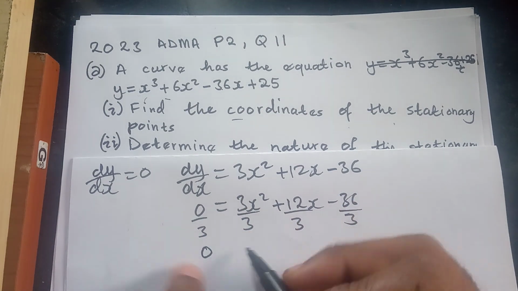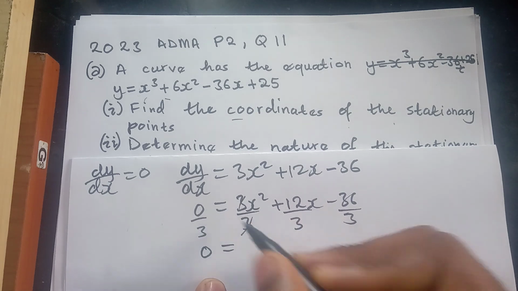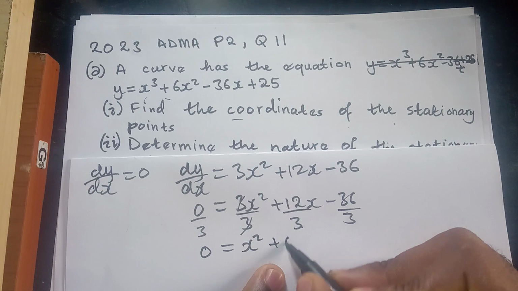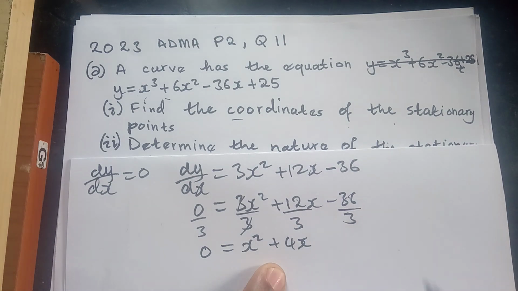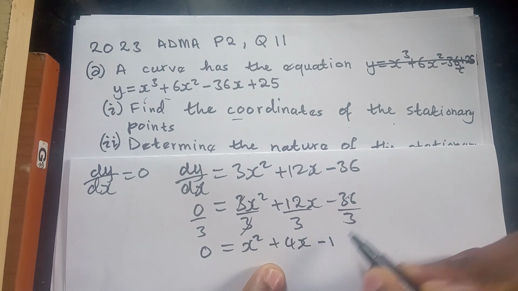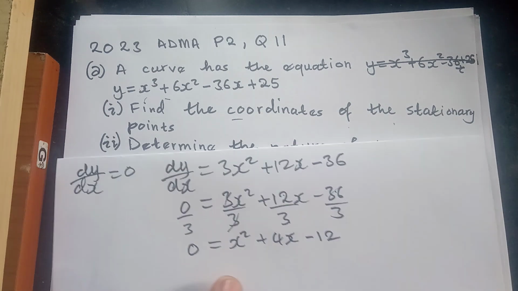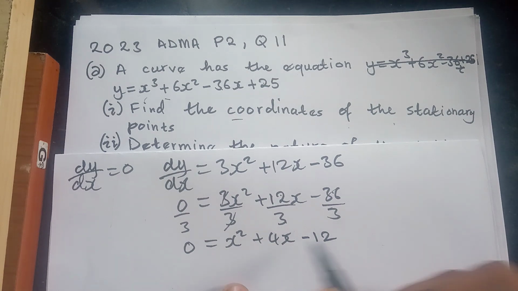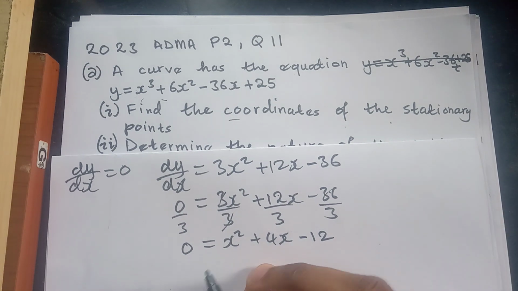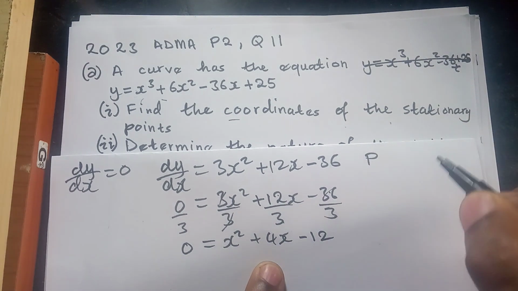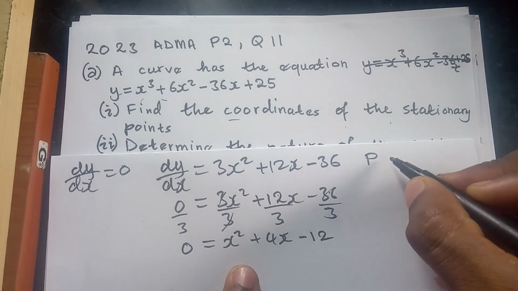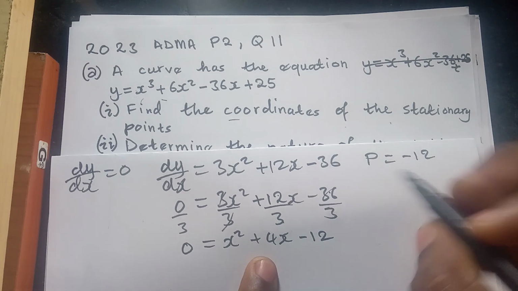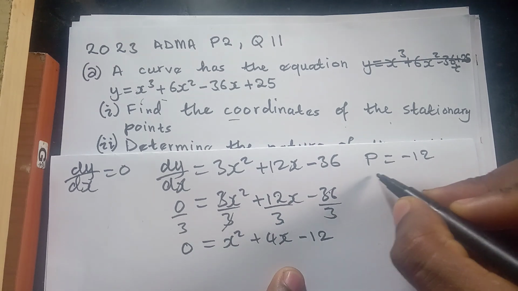3 into 0 is 0. This and that is 1. Then 3 into this is 4x. Then this and that is negative 12. So now to find the values of x, I think I'll go with the factorization method, unless it fails to solve the problem.